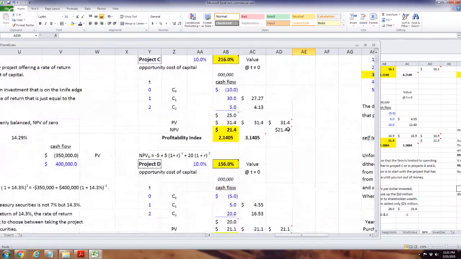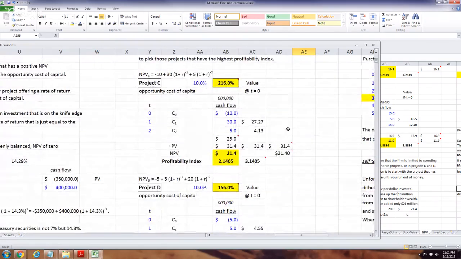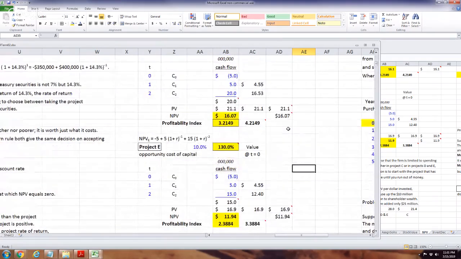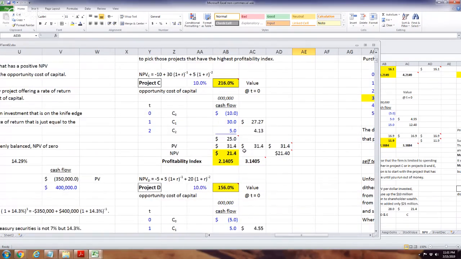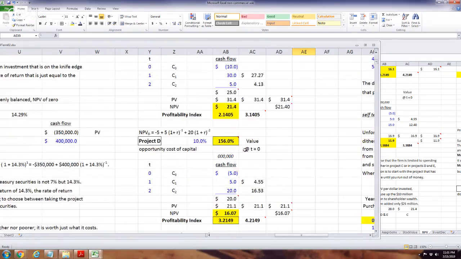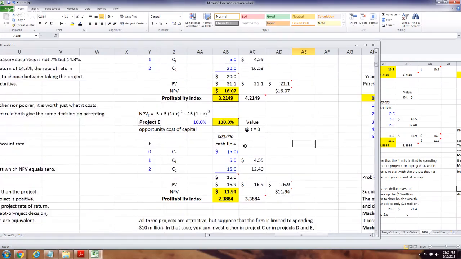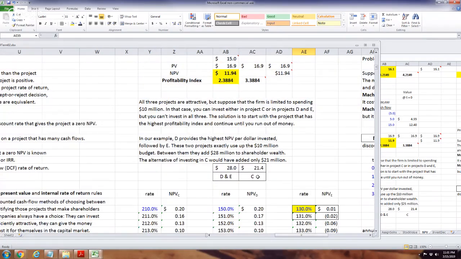Okay, that's profitability index. So obviously, looking at this, the one that has the highest is D, 3.2, and then E, and then C. But again, you're limited by your capital, how much capital you have to spend. So it's either you do C or you do D and E, and obviously D and E is a better version because that has a $28 million NPV hit.